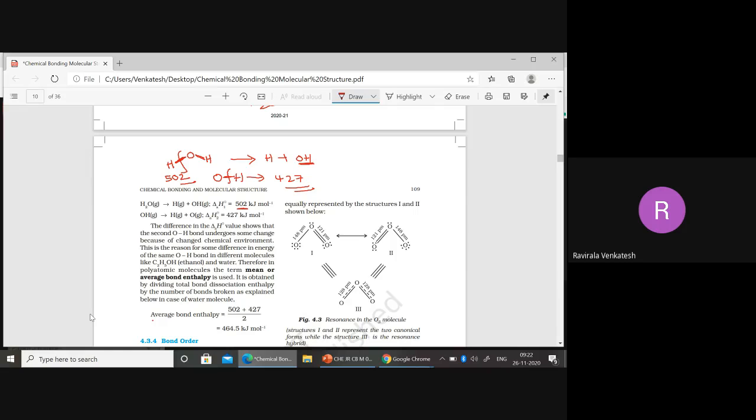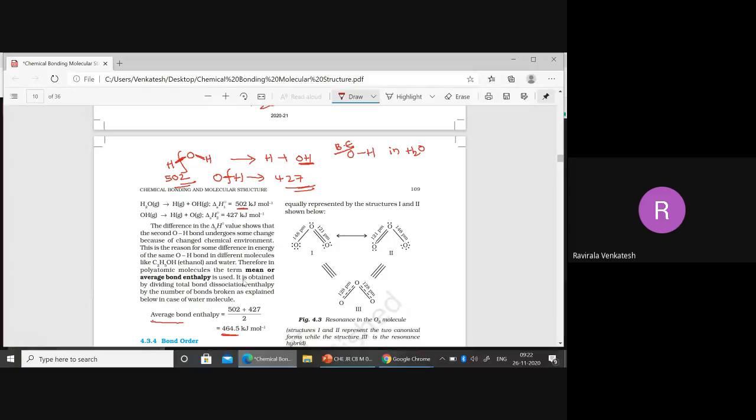Now we get a doubt. If anybody asks you what is the bond length, OH bond length, okay? What is the bond energy? What is the bond energy of OH in water? Whether we have to take 502 or whether we have to take 427, we have to take an average value. You have to take average means 502 plus 427 by 2. The average bond enthalpy is 464.5 kilojoules actually. Understood here?